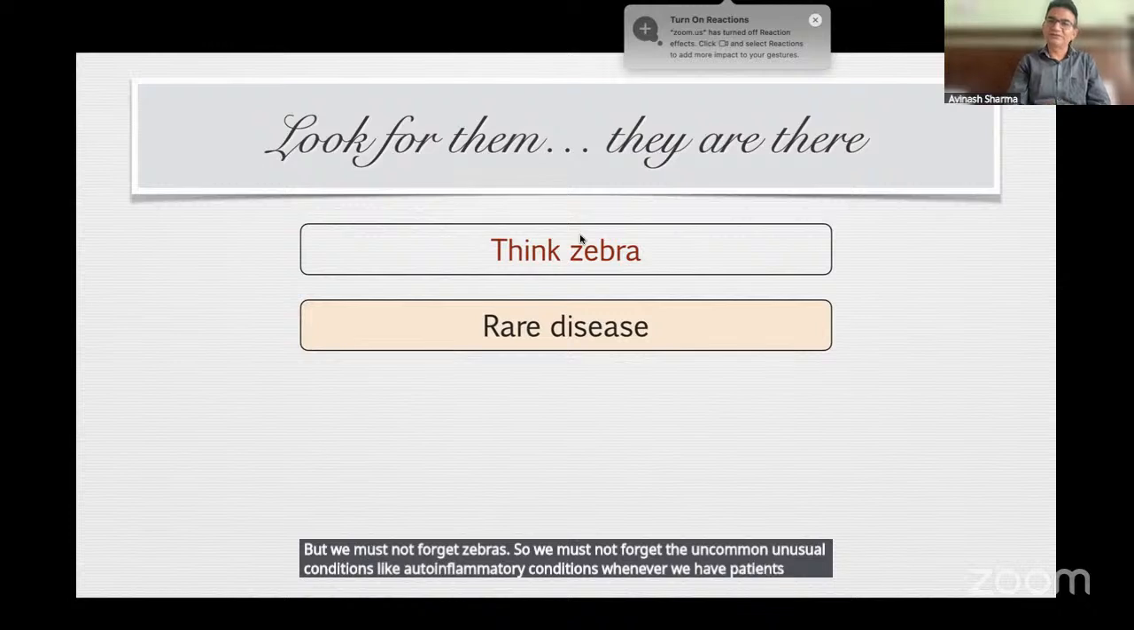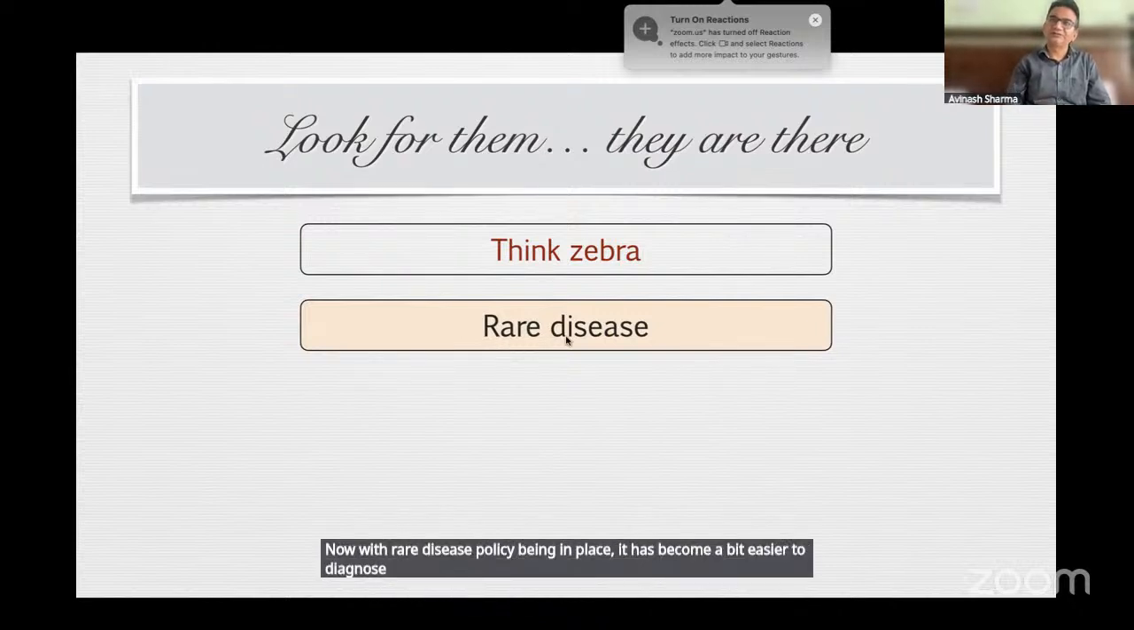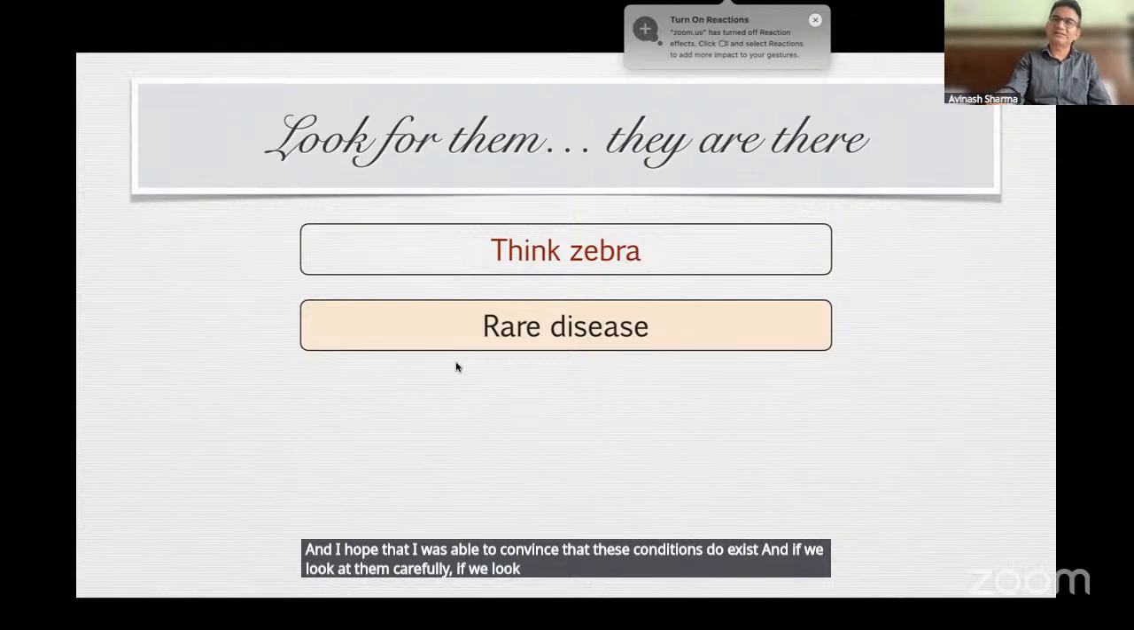Now, with the rare disease policy in place, it has become a bit easier to diagnose these genetic disorders, these congenital disorders, to pick up these disorders. And once we start looking for them, I'm sure we'll be able to find a few cases of these conditions. I hope that I was able to convince you that these conditions do exist. If we look at the manifestations carefully, we may be able to pick up a few of these autoinflammatory conditions. They may not be as uncommon as we believe. Thank you. Thank you so much.